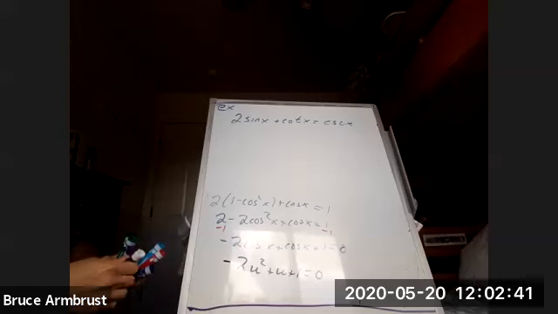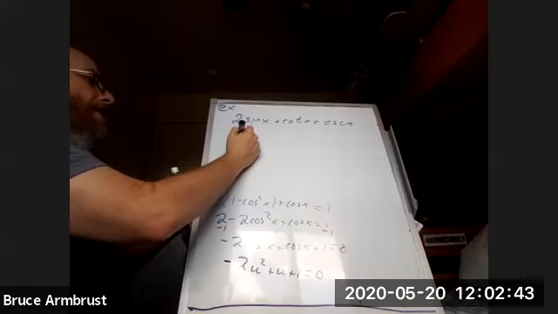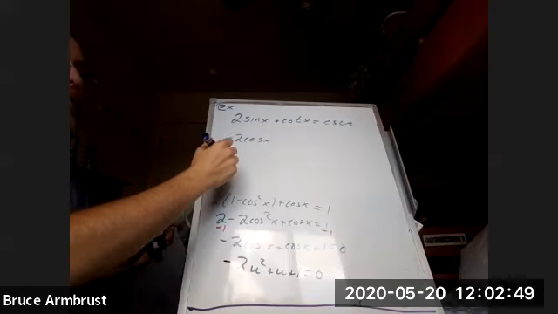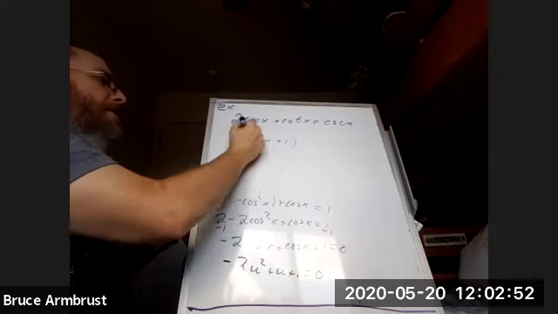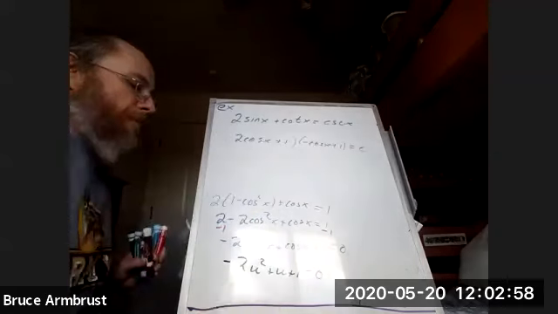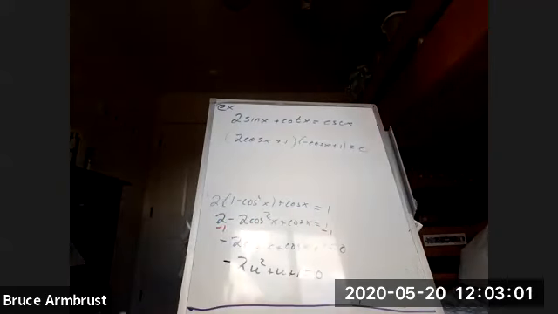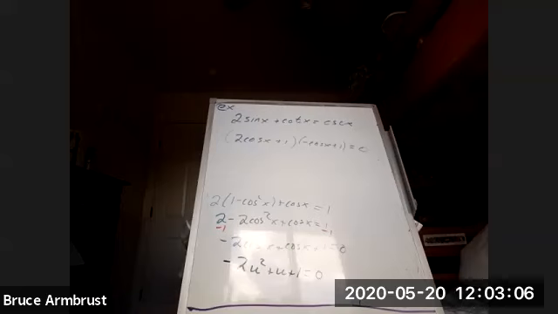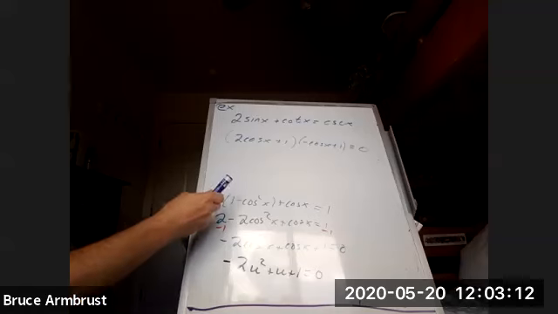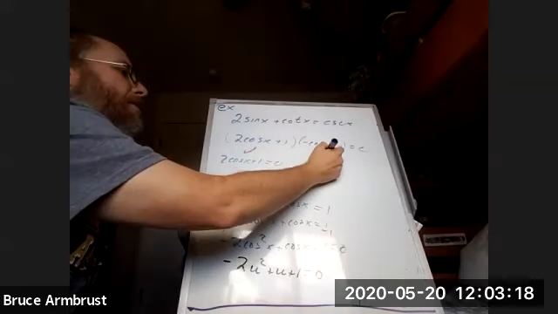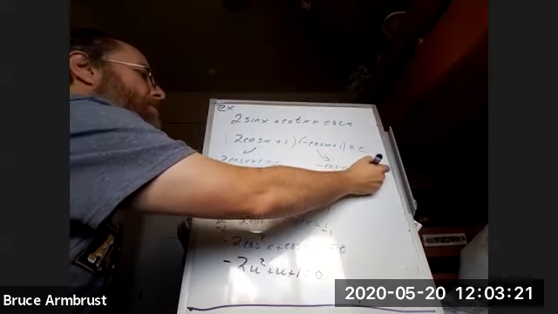So if you factor that, you're going to get 2 cosine of x plus 1 times minus cosine of x plus 1, or 2u plus 1 times minus u plus 1. But now that it's factored, we can set those factors equal to 0. So we'll get 2 cosine of x plus 1 equals 0, minus cosine of x plus 1 equals 0.